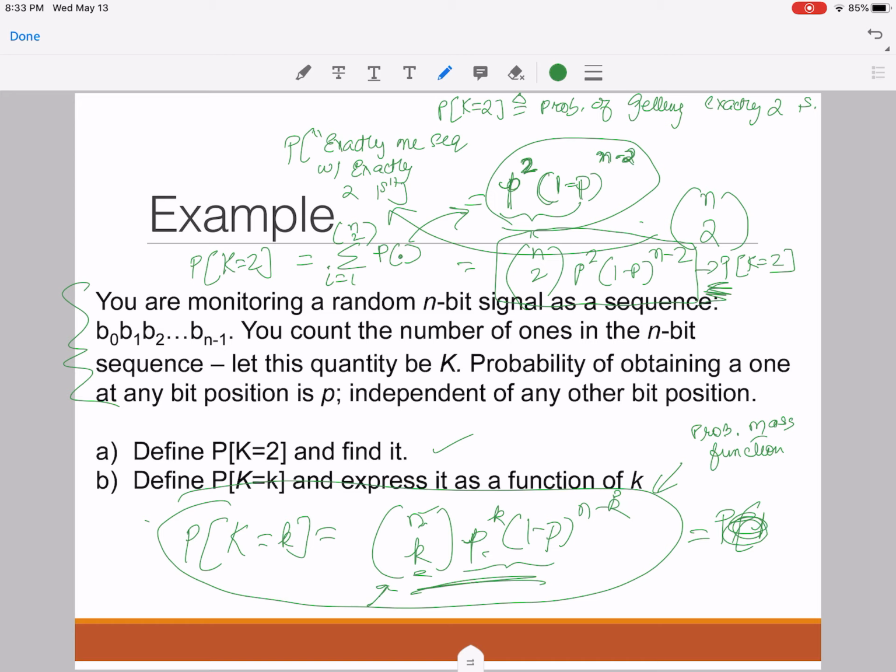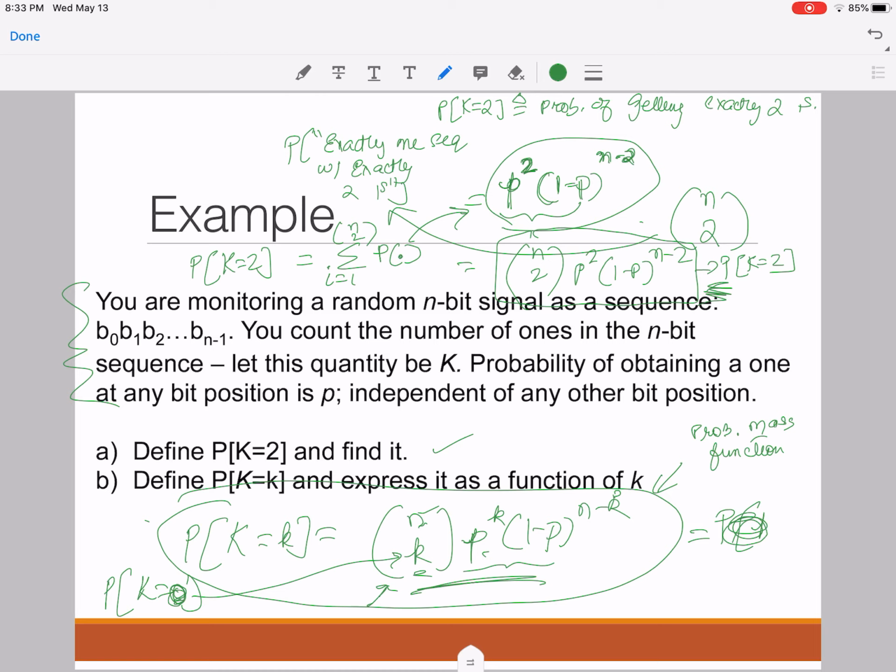For example, if I plug in k as 0, that gives me the probability that I do not receive any ones in my n bits. If I set k to 1, that gives me the probability of getting a sequence or sequences that have exactly 1 one.